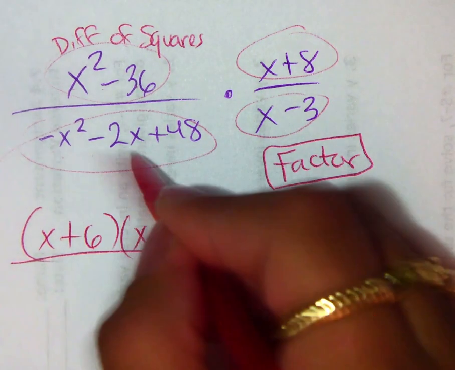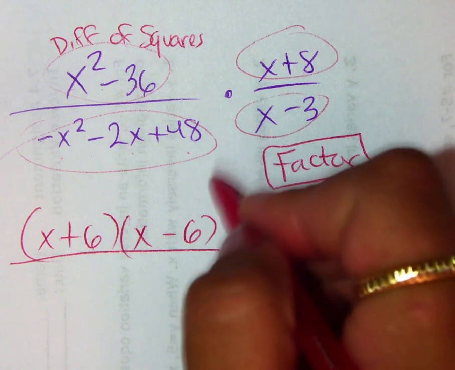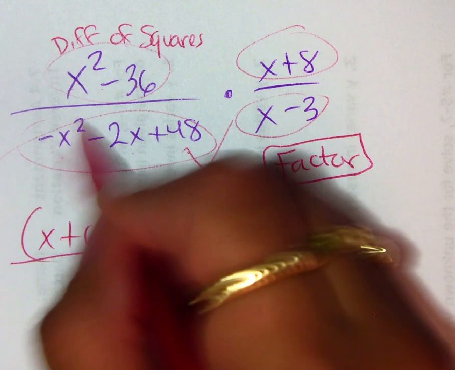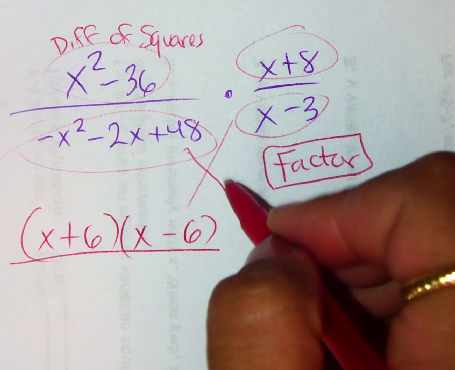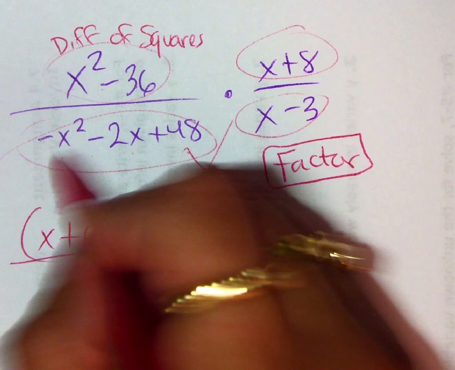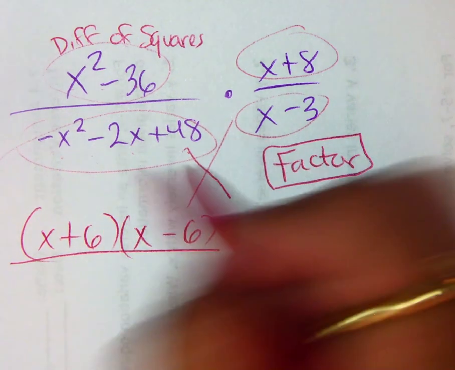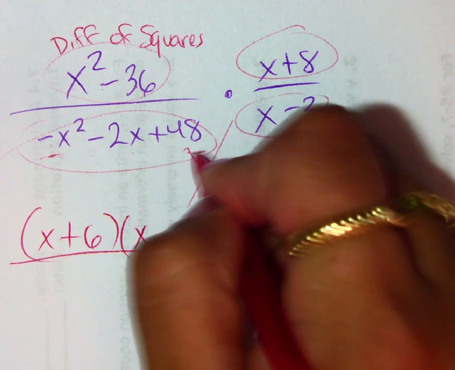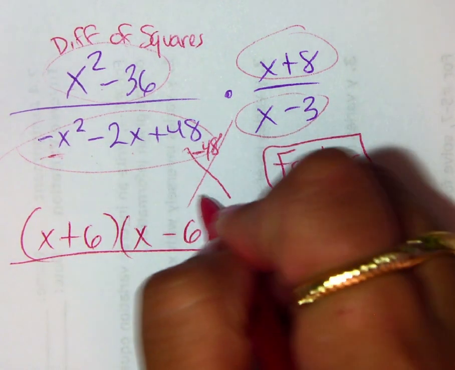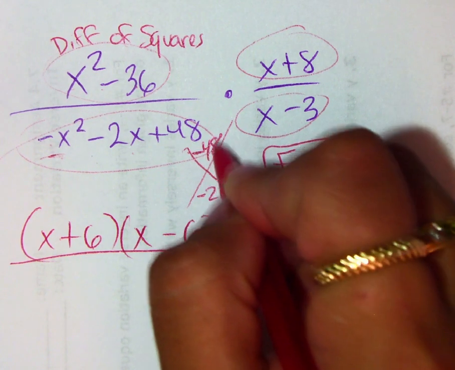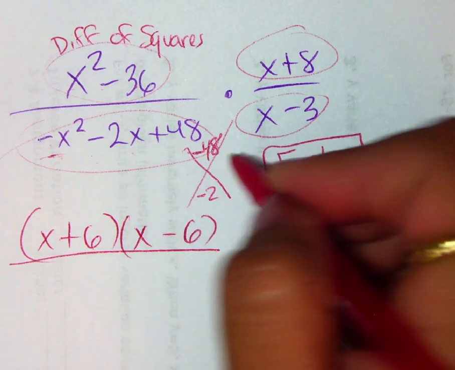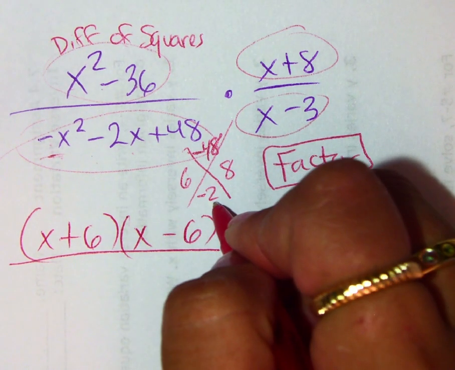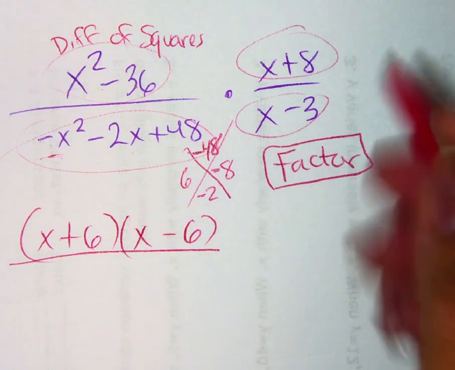For the denominator, we have a trinomial that we do need to factor with the strategy of the x. But this negative x squared, we don't want this to be negative in order to factor this correctly. So actually let's leave it so you can see what happens with the a value. Negative times 48 is negative 48, and then your b value is negative 2. So what two numbers do you multiply to get 48? 6 times 8, and then 6 and 8 give you a difference of 2, but you want negative 2, so you end up with negative 8.